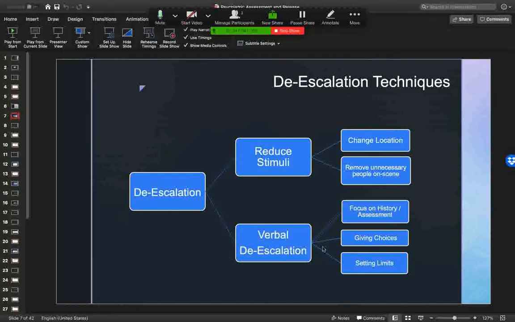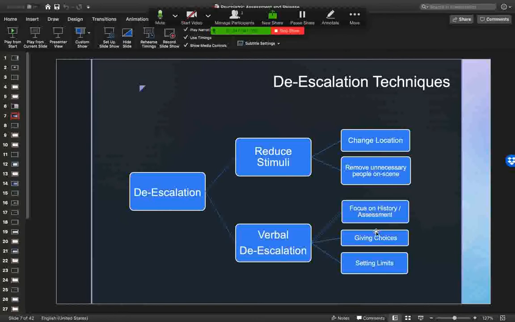The next part is verbal de-escalation, talking to your patient. We say here, focus on history and assessment. Focus on your assessment and don't lead the conversation away from, what's got you feeling like this today? Oh, your girlfriend broke up with you. Oh, well, why did your girlfriend break up with you? Oh, well, I hope it gets better. That's not to do with our history. That's not to do with our assessment. We're playing into their anxiety, and that's not the approach that we want to take.